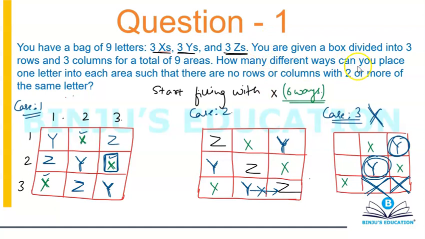So how many different ways in which we can place one letter into each area such that no 2 rows or columns with 2 or more of the same letter? Your answer is simply 12. That's it. Okay, now this is the question where the basics of P and C does not help us, right? You'll have to manually see what all possibilities are there. These are the types of questions where counting method helps us more rather than doing NCR or NPR. Okay.